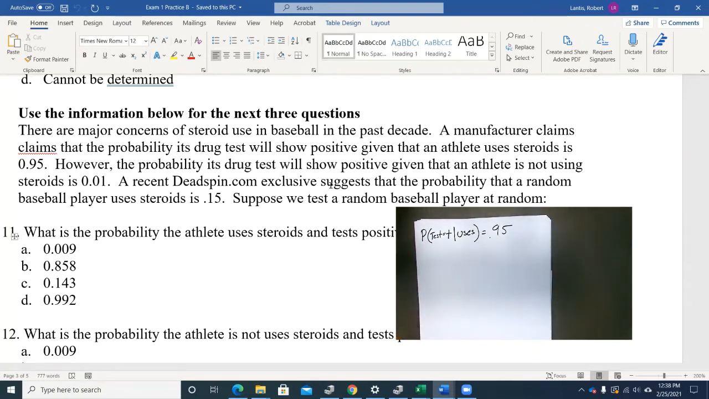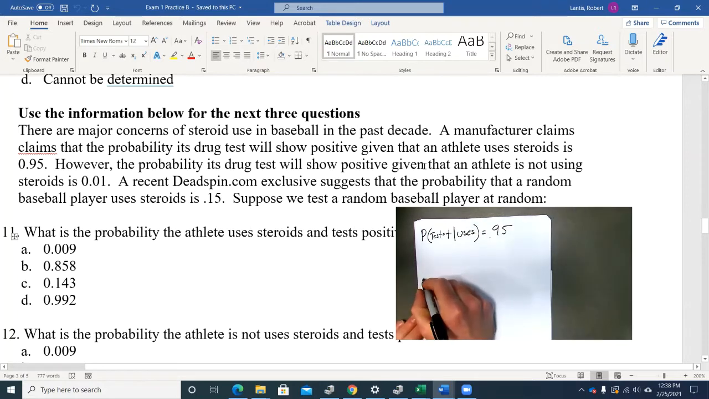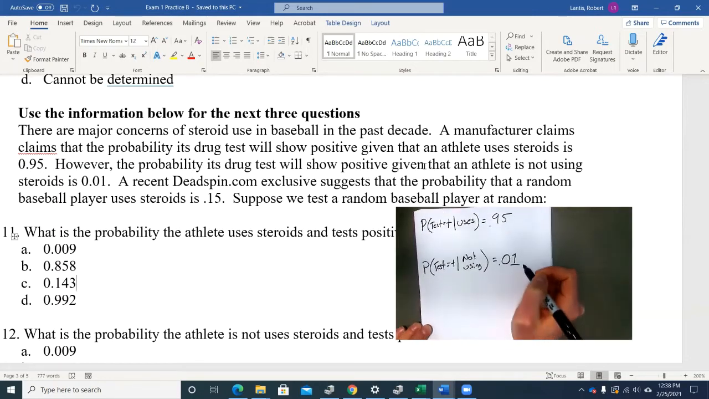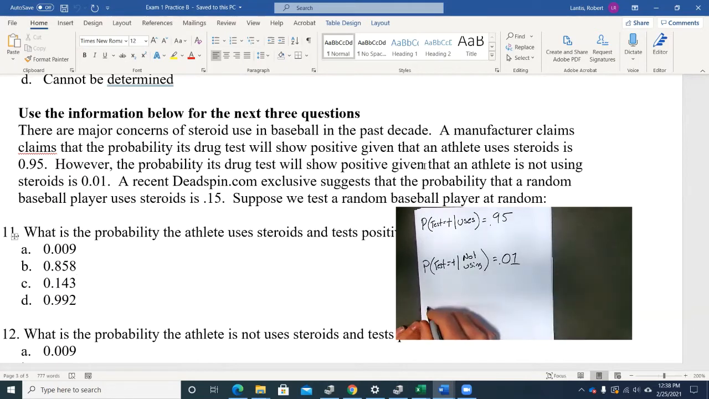So the next thing we're told is the probability it shows a positive result, given that the athlete is not using. So given that they're not using, the probability that the test shows a positive result is what? 0.01.